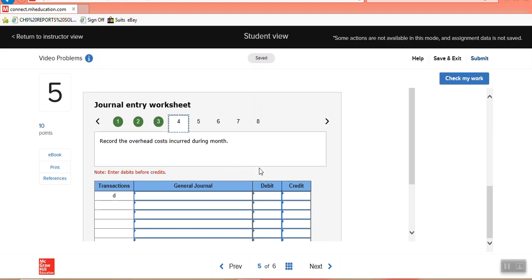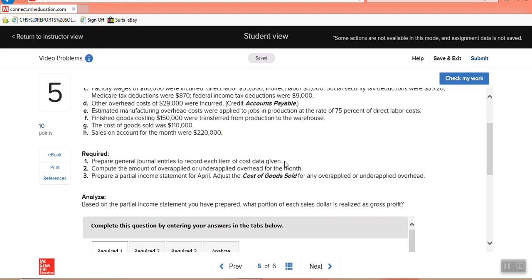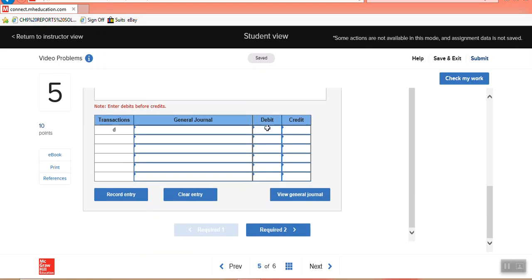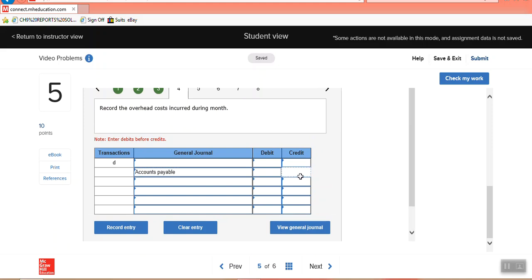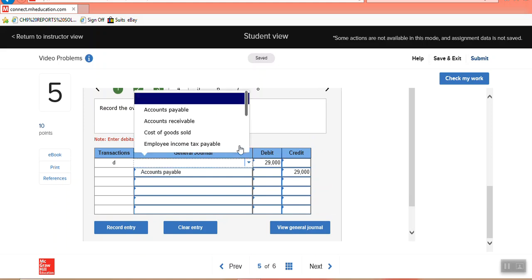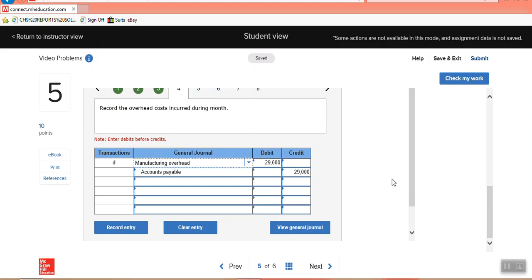The next one says record the overhead cost during the month. I bet that's D, and it is. It says other overhead costs of $29,000 were incurred. It says to credit accounts payable, so we haven't actually paid those yet. So I'm going to credit accounts payable for $29,000, and the debit of $29,000, since this is indirect, goes to manufacturing overhead.